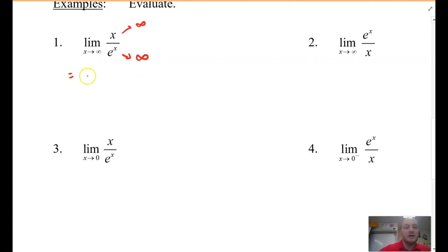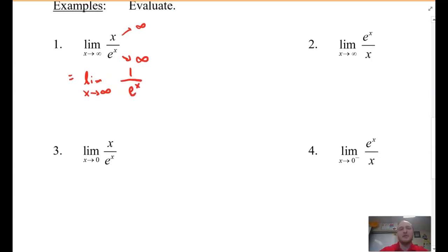So L'Hopital's rule says I can take the limit as x goes to infinity of the derivative of the top. The derivative of x is just 1, and the derivative of the denominator is e to the x. Now I can evaluate the limit. If I plug in infinity for x, we get 1 over infinity, and that is just 0. And there you have it.